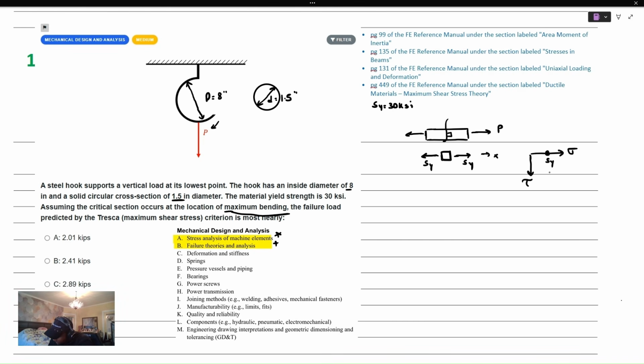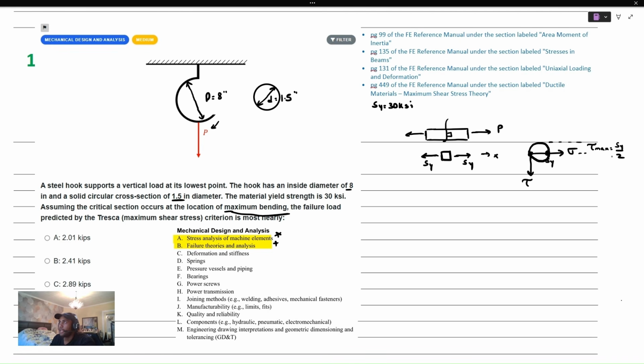For the stress in the y direction and z direction, both of them are 0, such that Mohr's circle would look like this. And you could see that the radius of Mohr's circle, which physically represents the maximum shear stress, is equal to half of the yield strength at failure. So this is essentially the failure load that we're going to be comparing to.